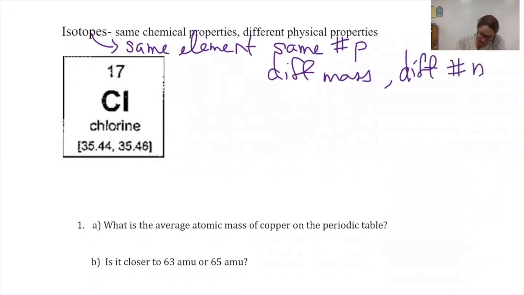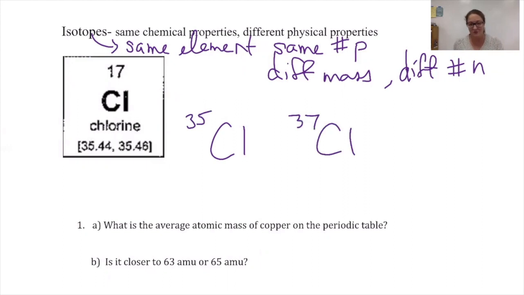An example of two isotopes that we could look at: I could compare the two isotopes of chlorine, chlorine 35 and chlorine 37. Both are isotopes of chlorine. I can add the 17 here too. Again, what you see on the periodic table is a weighted average of all of the chlorines in the world. It averages out to about 35 and a half.